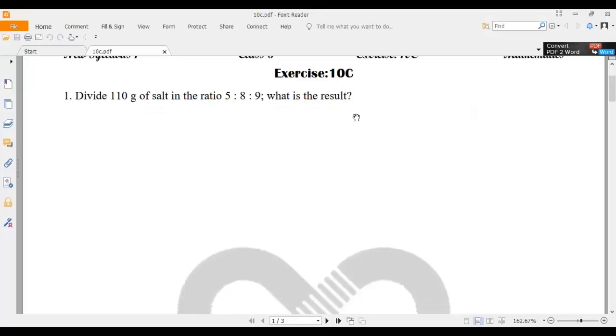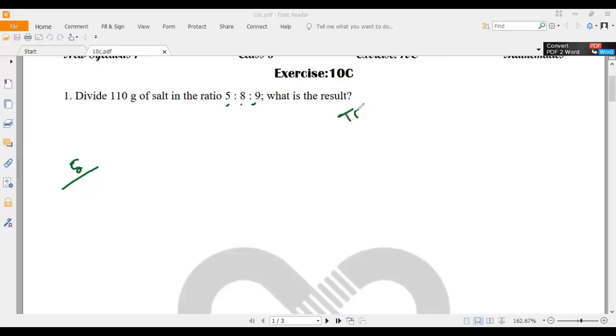First one, the question says divide 110 gram of salt in the ratio 5 is to 8 is to 9. That means we will divide 110 gram in this ratio. That means there are three parts. So first part will be 5 by the total.